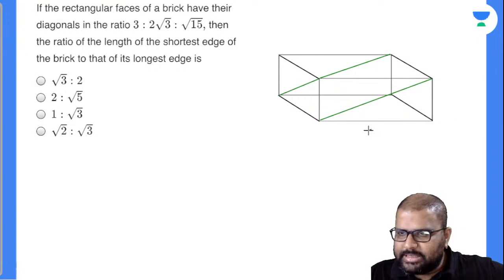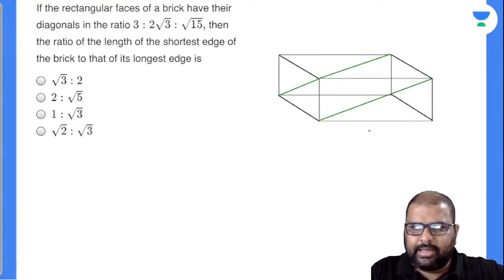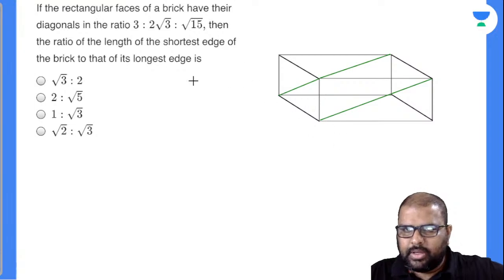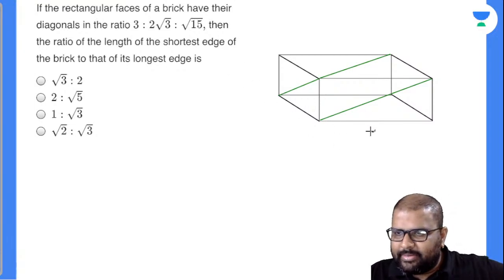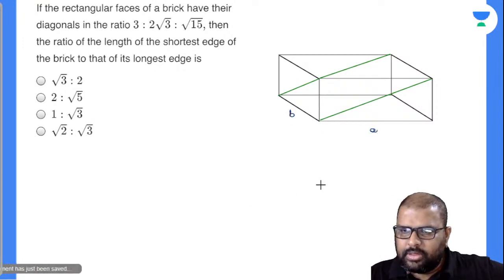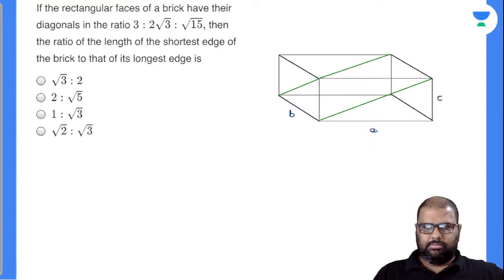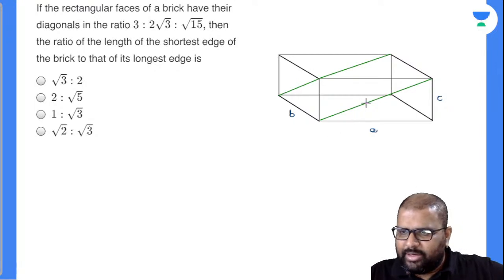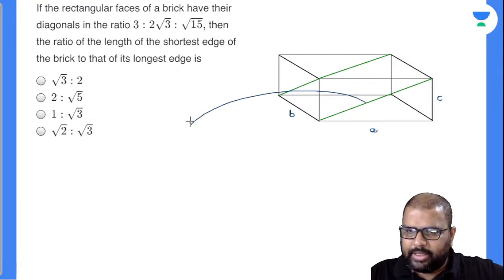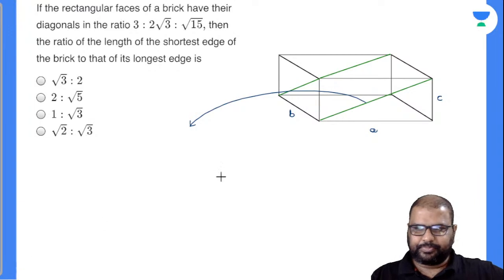I'll take down this as A. Second, I'll take down this as A. I'll take down this as B. I'll take down this as C. Now, closely observe there. Now, what will be this value? I'll write down here.